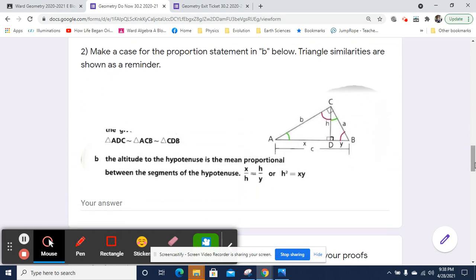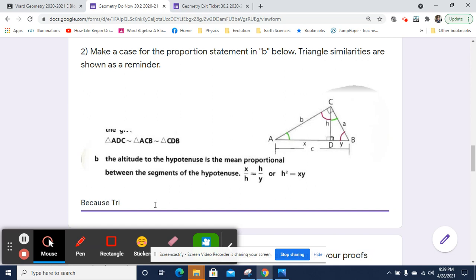So this last one, we want to make a case for this proportion statement in B below. So the proportion statement here says X is to H as H is to Y. Well, X is the long leg, H is the short leg for this left triangle, and H is now the long leg and Y is the short leg for this right side right triangle. And so they in fact will have that proportion.